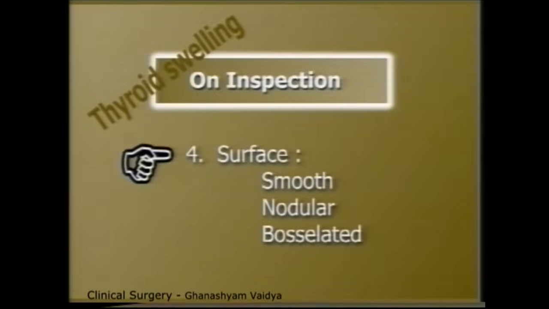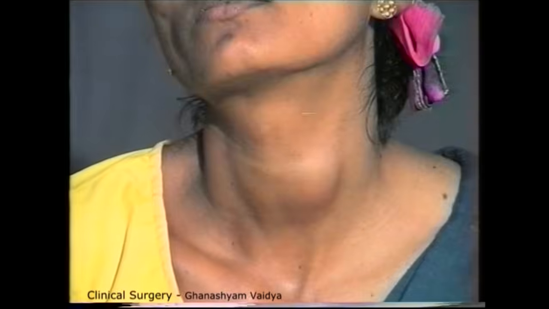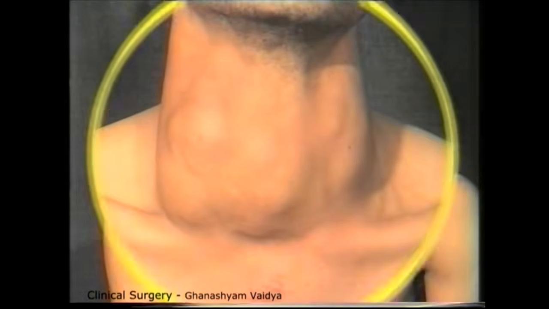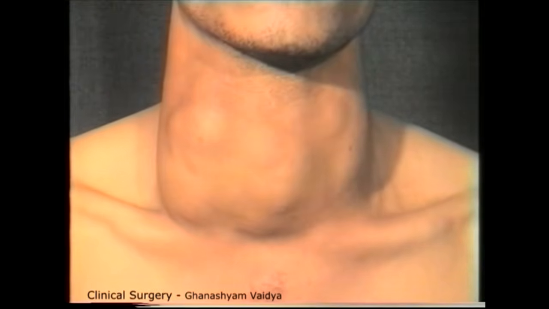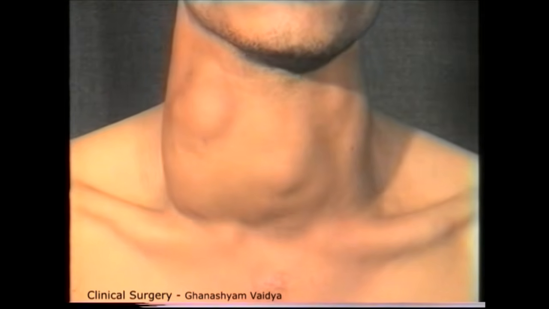Next, inspect the surface of the swelling. A simple goiter and single nodules have a smooth surface, while a multinodular goiter has a nodular or bossellated surface. Note the bossellated surface of this large multinodular goiter in a young male patient.